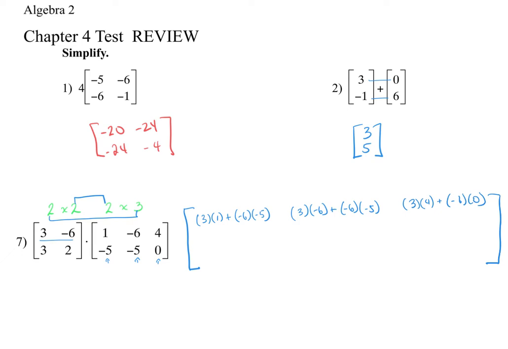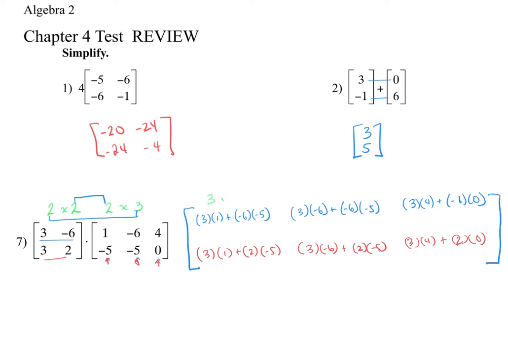We're going to do the same thing with the next row. So I will start with this row and go to the first column, and I will say 3 times 1 plus 2 times negative 5. 3 times negative 6 plus 2 times negative 5. And then 3 times 4 plus 2 times 0. All right. And then you're just going to do the multiplication and addition.